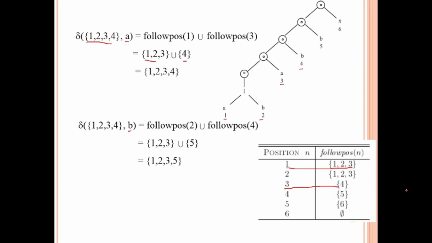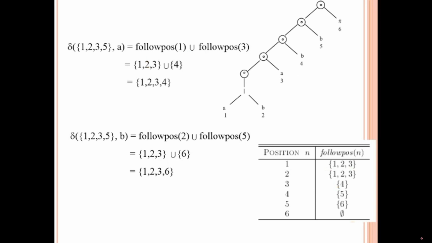Now in this transition, what is the new state which you have got? It is 1 2 3 5, because 1 2 3 4 we have already considered. 1 2 3 5 we will consider it now, and again on this state we will apply A and B. It gives me something like this: delta of 1 2 3 5 comma A and delta of 1 2 3 5 comma B.